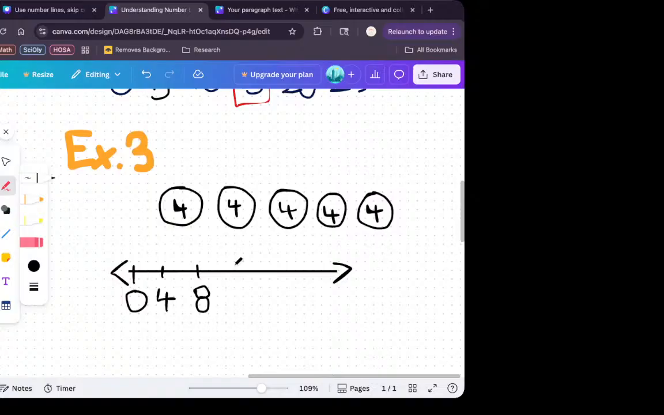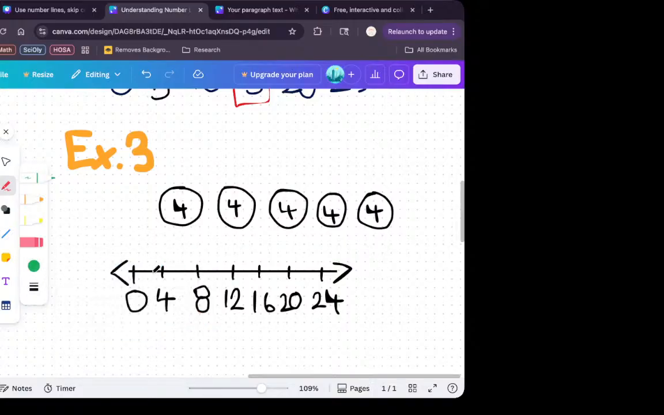And then 8 plus 4 is 12. And then that would be 16. Okay. That would be 20. And this would be 24. So the question is asking us, how many do we have in total? Well, let's do it.